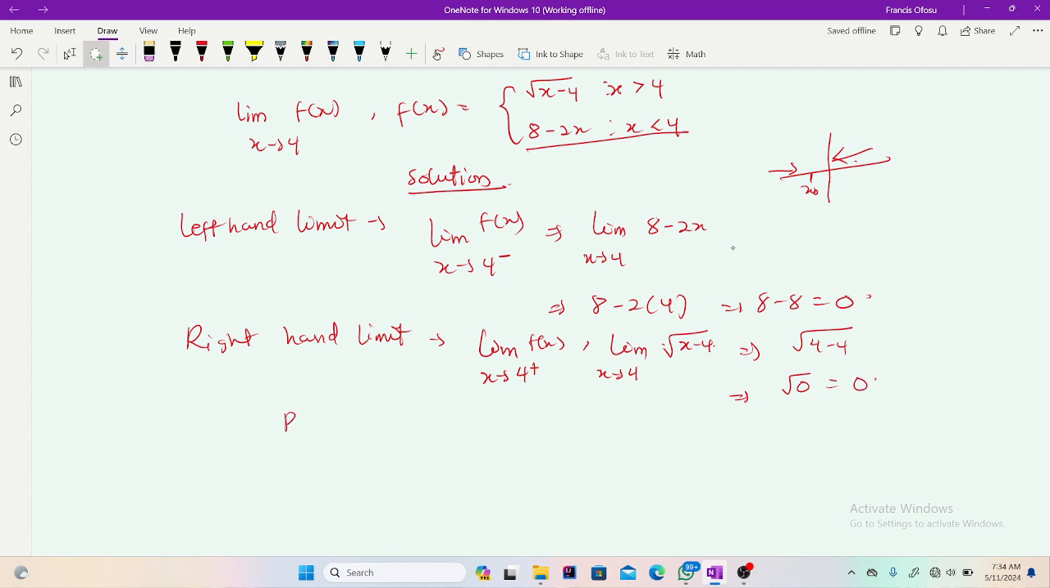So now we know that our right hand limit is equal to our left hand limit, right? And it's also equal to 0. Therefore, the limit of our function, the limit of f of x as x approaches 4, is equal to 0.